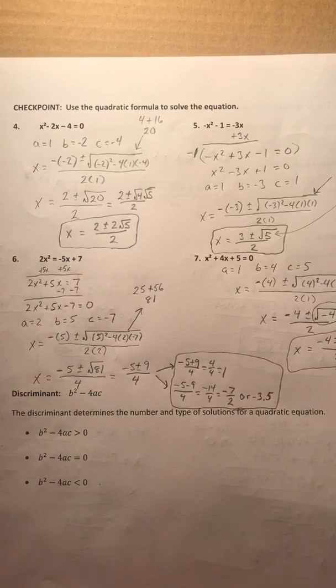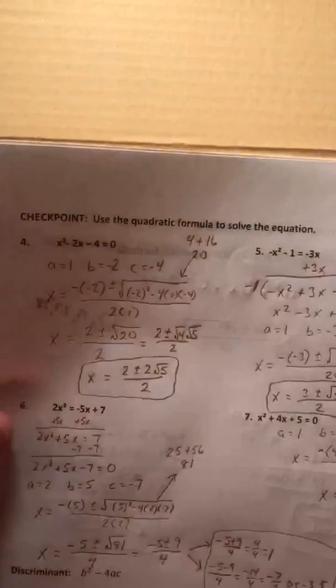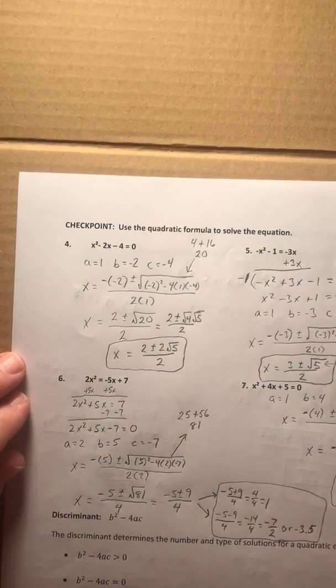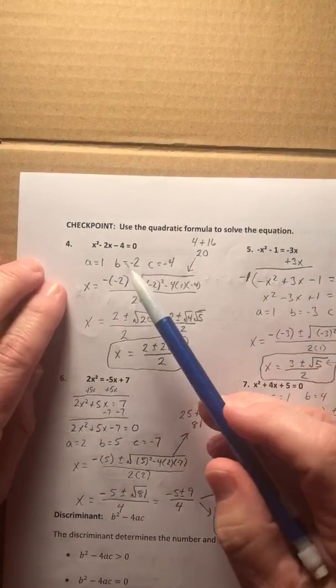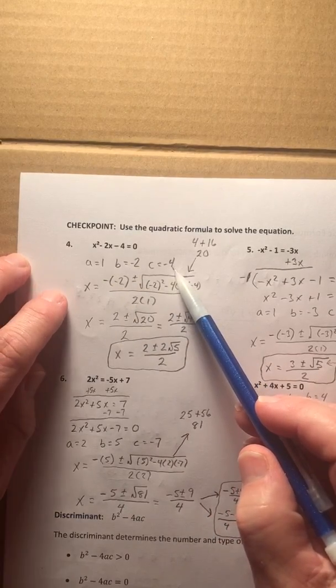Alright, here's the checkpoints from yesterday. Just want to go over them. I did them already for you, but I just want to go over them, make sure everybody's okay with what we're doing here. Alright, so on this first one, again, you had to pull off the A, which is 1, the B, which was -2, and the C, which is -4.